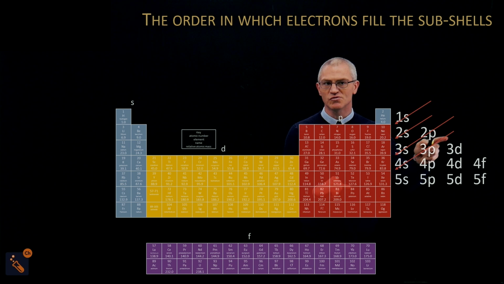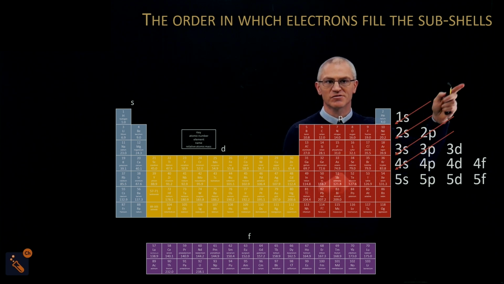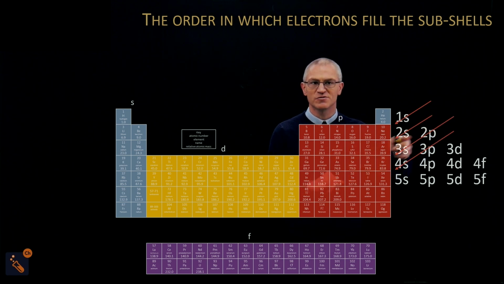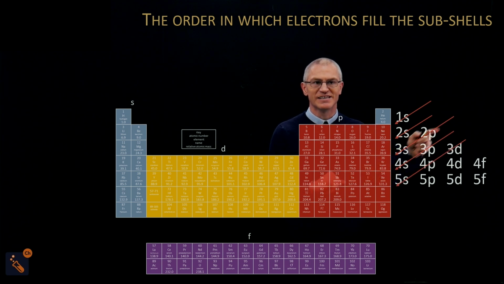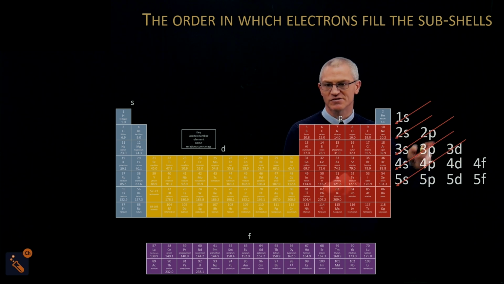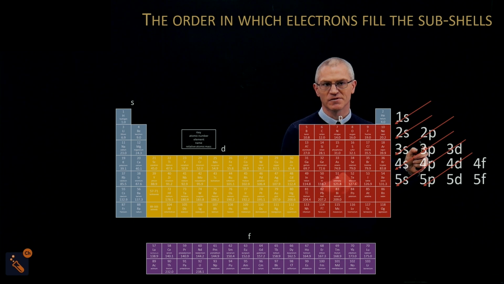So what we're saying is, the order of filling of these subshells, you're going to do it in this order. I'm going to fill 1s first, then 2s, then 2p, then 3s, then 3p, then 4s. Then I fill my 3d. So you don't do it in numerical order once you get down to here. You do it in the order that's given in this diagram. And again, 4d, 5p, and so on and so forth.